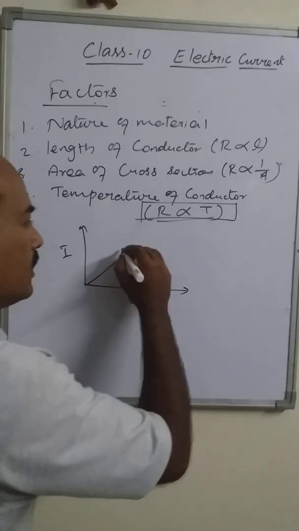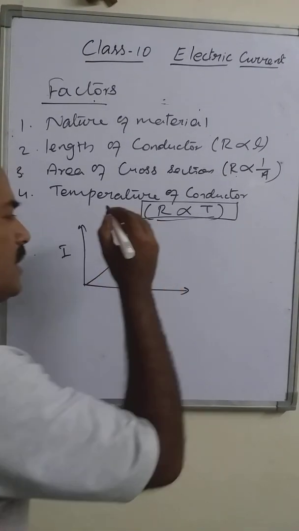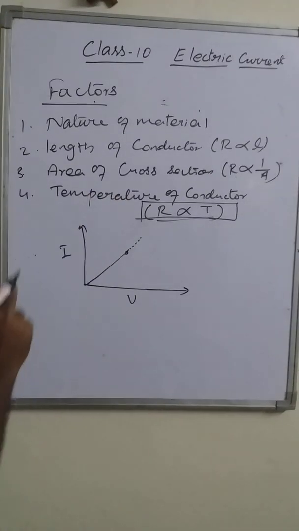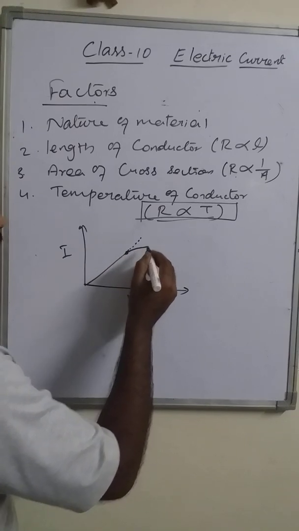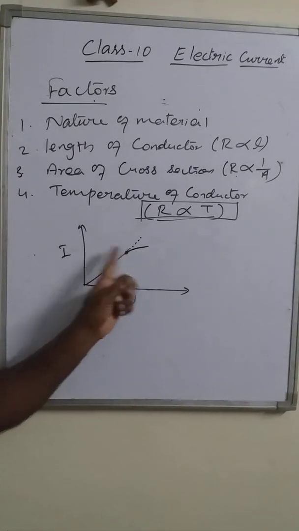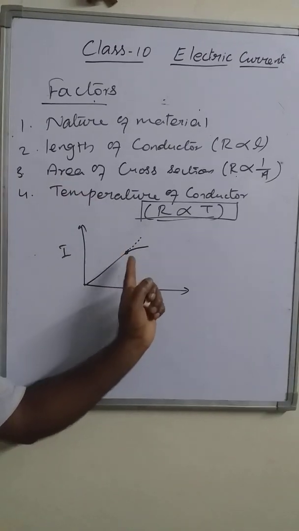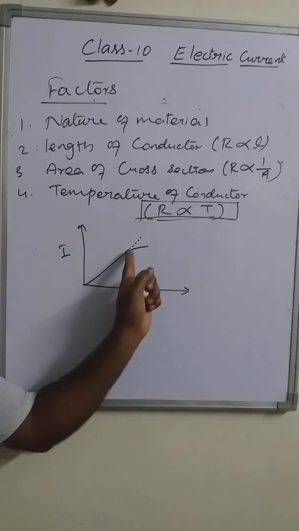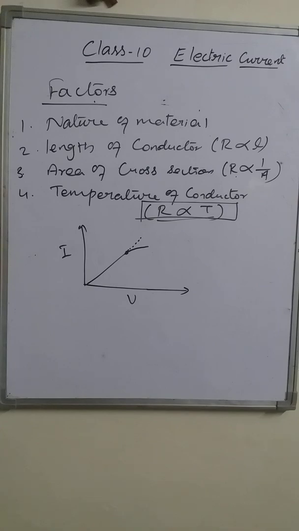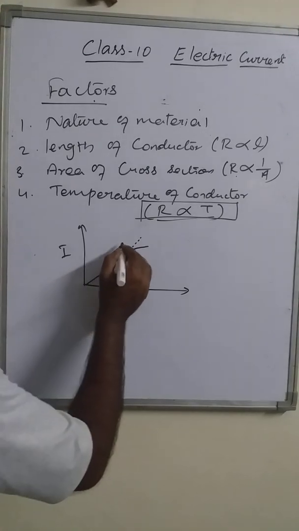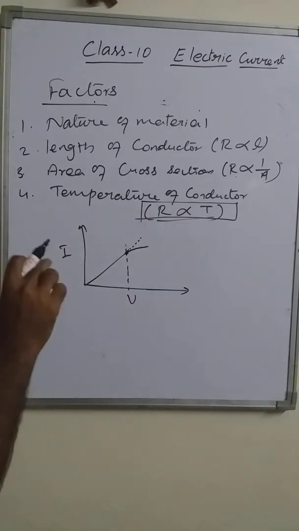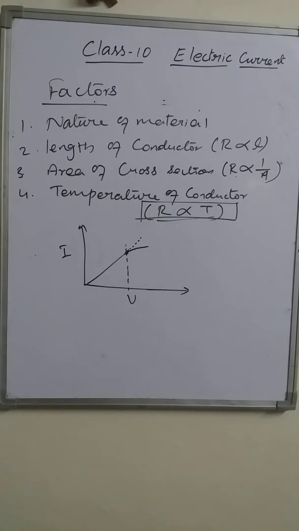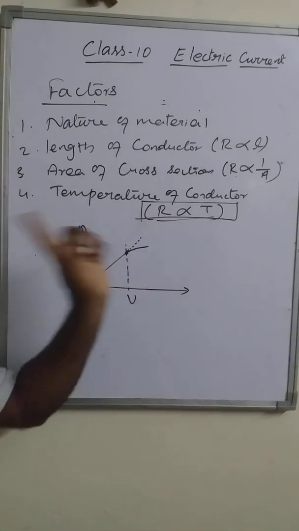According to this law, the graph must be a straight line. But because of the change in resistance, it bends. It goes in this way. Now we say the potential difference increases, but the current is not increasing that much. So the graph bends from its path. So here we can say one thing: up to this point the conductor is obeying Ohm's law. After that, Ohm's law is not obeyed by the conductor.